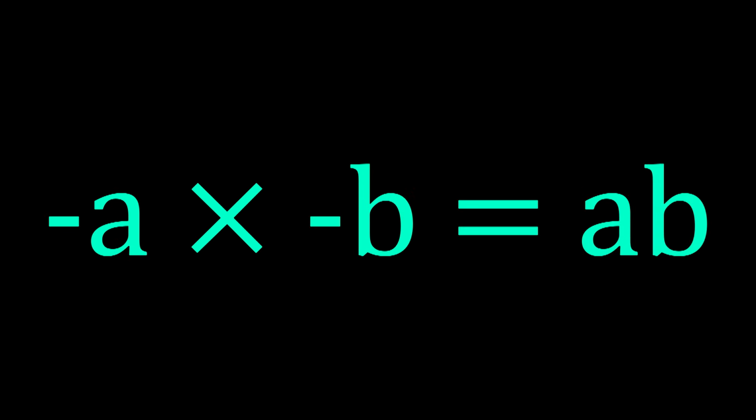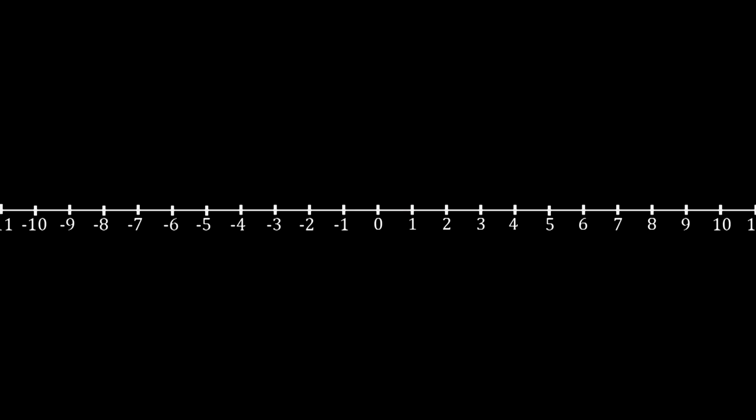Why is negative times negative positive? Well, first of all, think about a number line where we have all the real numbers. Take a number, for example, 5. If we multiply by -1, it ends up at -5.